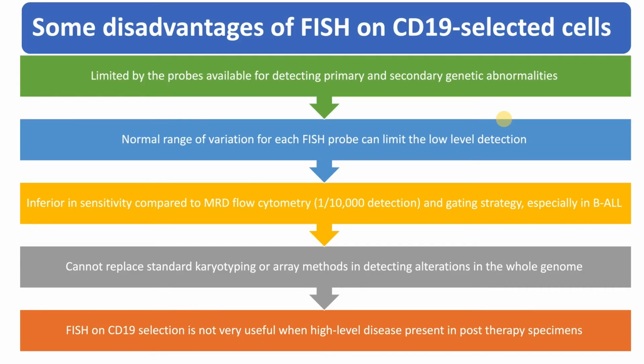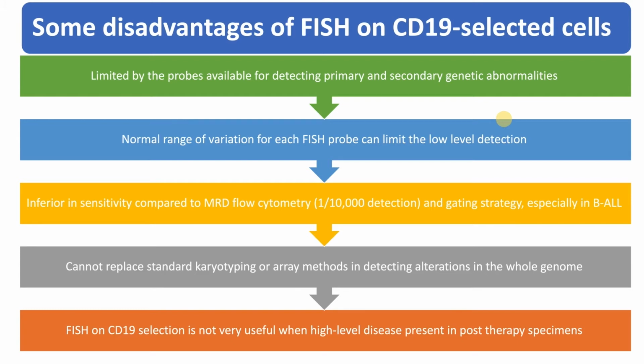Despite the advantages of CD19 FISH, there are some downsides one can recognize here. Some of them are outlined here. CD19 FISH is limited by probe availability for specific histologic types. Normal range cutoffs are sometimes a problem in identifying a very low frequency of FISH positivity. CD19 FISH is inferior in detecting the abnormalities, with low sensitivity compared to MRD flow.